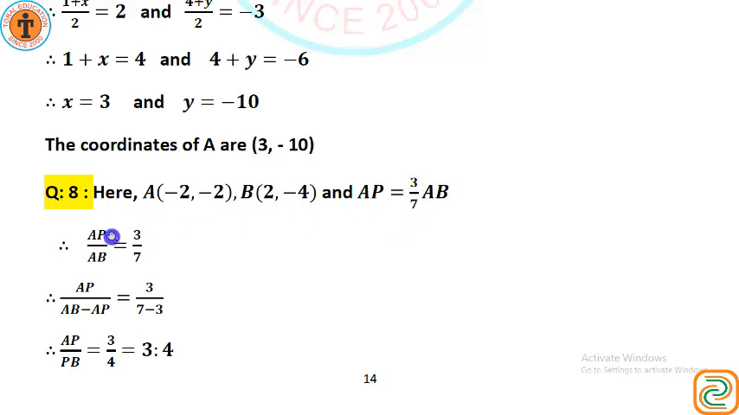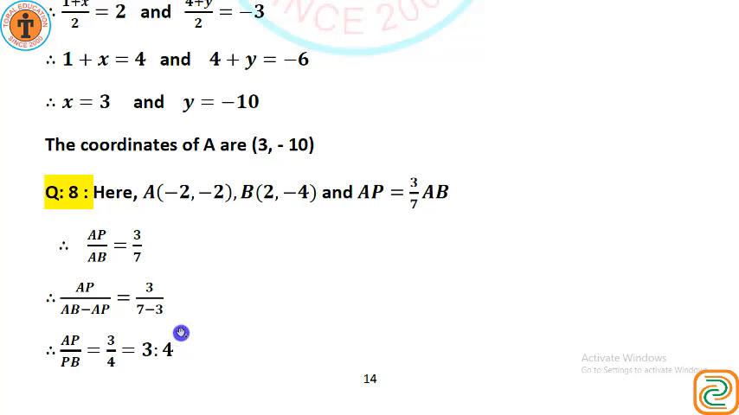So from this we can take AP upon AB. AB goes to denominator. AP upon AB equals 3 upon 7. Friends, here I have used dividendo. So AP upon AB minus AP, 3 upon 7 minus 3. Right? AB minus AP, 7 minus 3. We can do this. So AP upon PB, AB minus AP, that means PB, equals 3 is to 4. So our ratio is 3 is to 4. 3 is to 4.